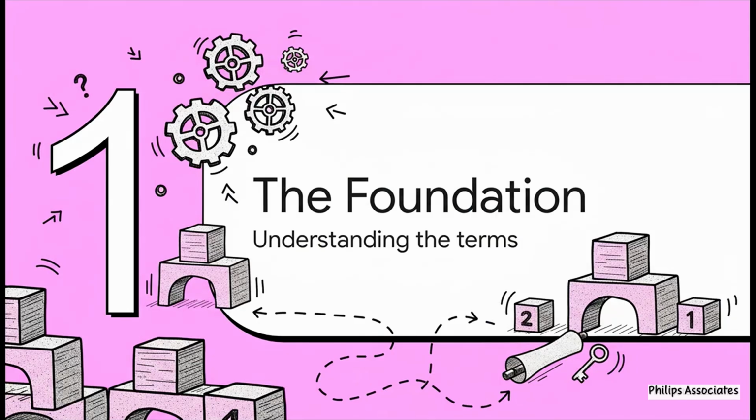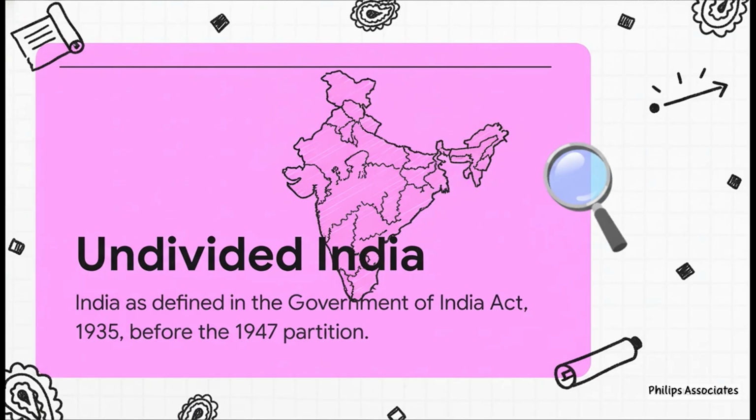All right, first things first. Before we can really get into the nitty-gritty of the rules, we have to get on the same page with the language of the law. Let's look at a couple of key definitions that are basically the building blocks for everything else we're going to talk about. The first term is a bit of a historical time traveler, undivided India.